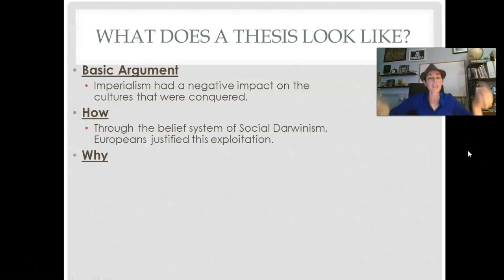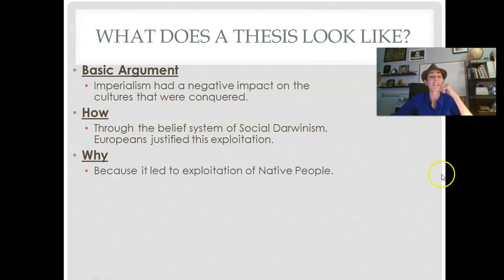Through the belief system of social Darwinism, Europeans justified this exploitation. So it had a negative impact through this system of social Darwinism. That's how the Europeans justified the bad things that they were doing. Why was it bad? Why did it have a negative impact? Or why did the Europeans attempt to justify this? Because it led to the exploitation of native people. That's why it was bad.